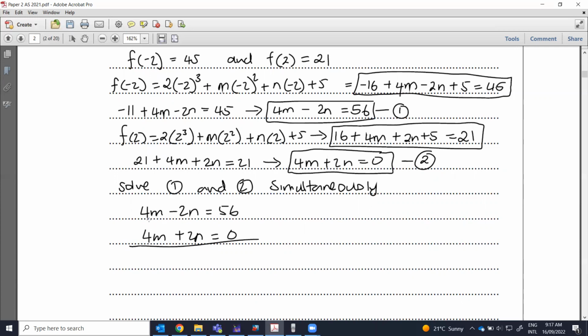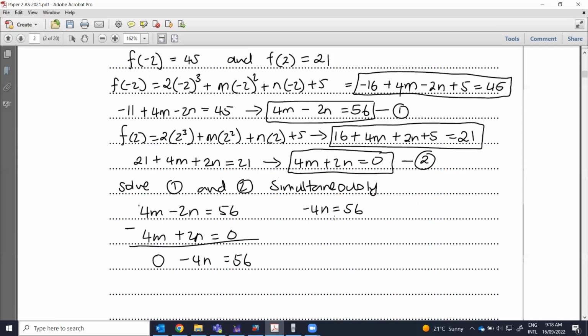So I need to make sure that the coefficients are the same. So this one is a 4, that is also a 4. That's fine. And because the signs are the same, this is positive 4 and positive 4. So when the signs are the same, we subtract. So I say 4m minus 4m, this is 0. Negative 2m minus positive 2m, that is negative 4n. And then 56 minus 0, this is just 56. So now I have negative 4n is equal to 56.